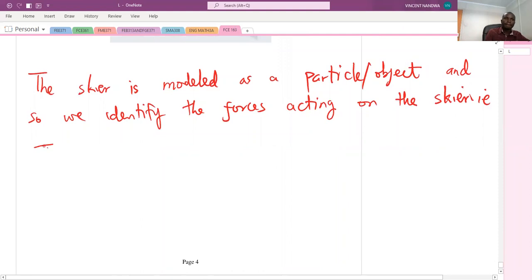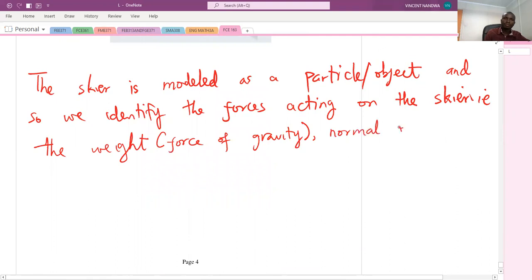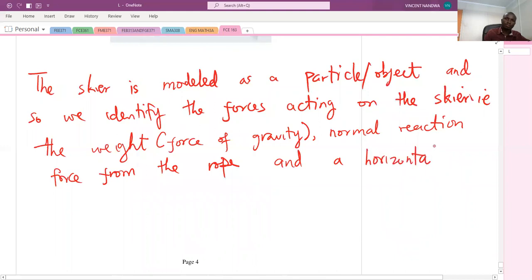So the forces are, i.e. the weight, actually can say force of gravity, another force is the normal reaction, force from the gate, and a horizontal restraining force, let's call it F sub H, that we are asked to find.